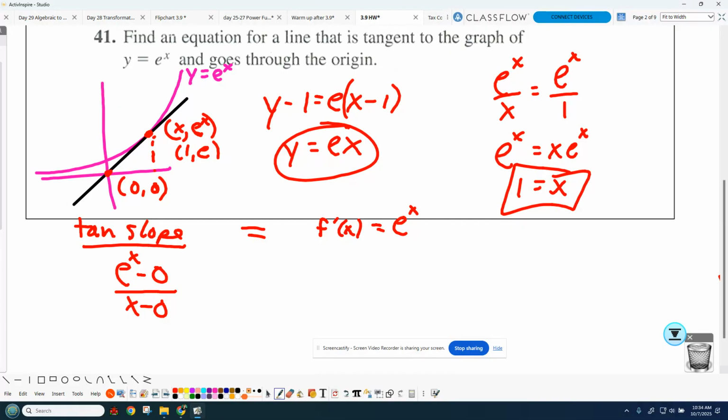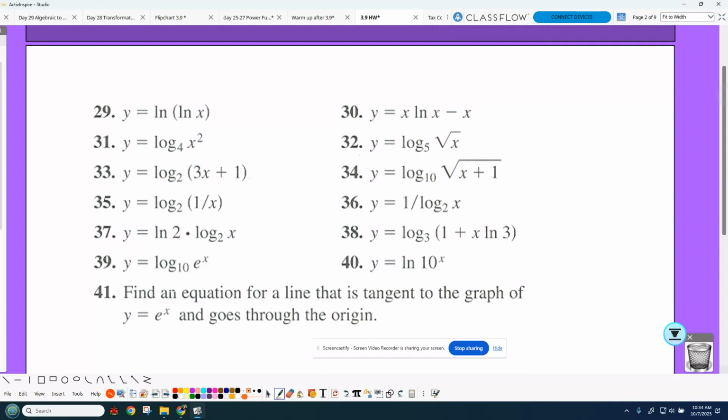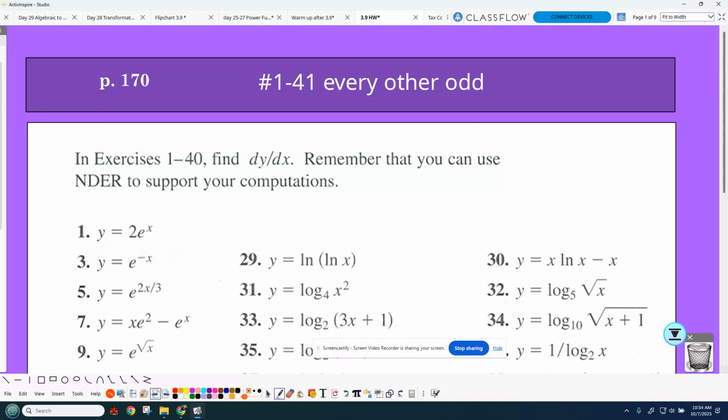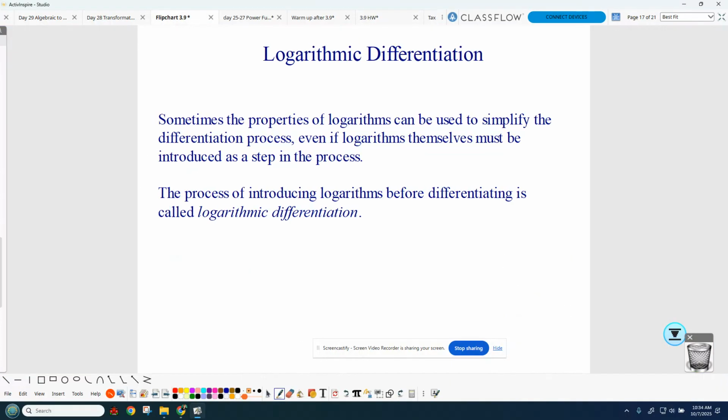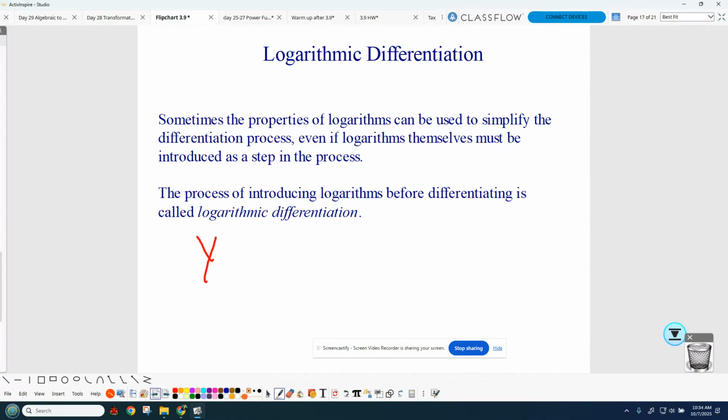All right. Other things from anything in the homework? Natural log, regular log, log of stuff? No? Okay. Logarithmic differentiation. That's what we're doing today. I think I talked about this in here yesterday.